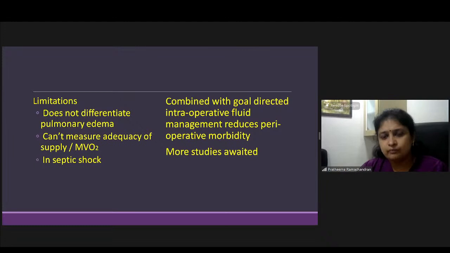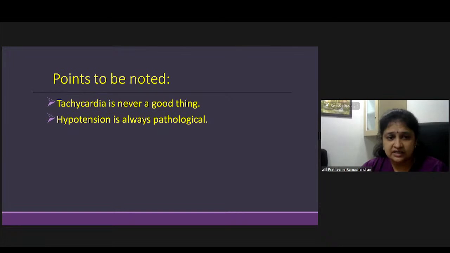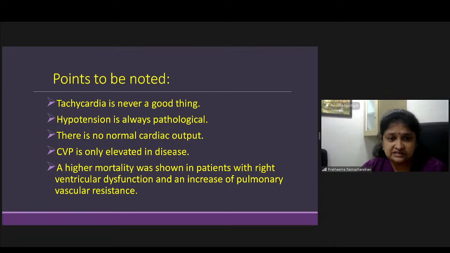So the points to be noted in everything in hemodynamic monitoring as a whole: tachycardia is never a good thing, we cannot just ignore tachycardia, and hypotension is not always pathological, and there is no normal cardiac output. CVP is elevated only in disease. Higher mortality was shown in patients with right ventricle dysfunction. We are always somehow fixed on the left ventricle function only, but we need to have a very good idea, and we must also know that right ventricular dysfunction mortality is higher than that of the left ventricle.